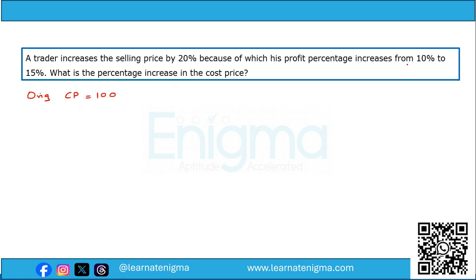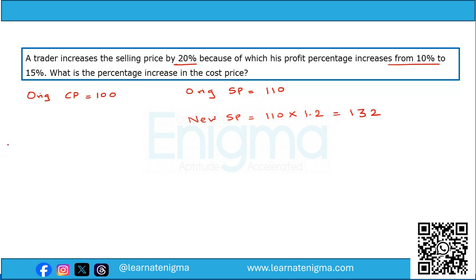Now, originally the profit percentage was 10. So therefore, original selling price will be 110. Now, this selling price has been increased by 20%. So therefore, the new selling price will be 110 multiplied by 1.2, because 20% increase is there. So we get 132.